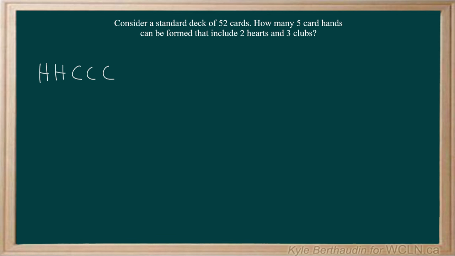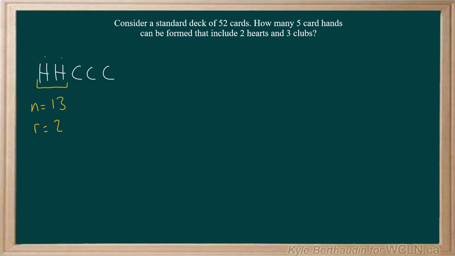with this combination. Now, let's consider first the 2 hearts in our hand. How many hearts are there in total in a deck of cards? Well, there's 13. Ace all the way through to king. So we know that in total, or n, we have 13 hearts that are available to us. But in our hand, we only want 2 of them, as you can see, 1, 2. So we're going to say r is equal to 2.